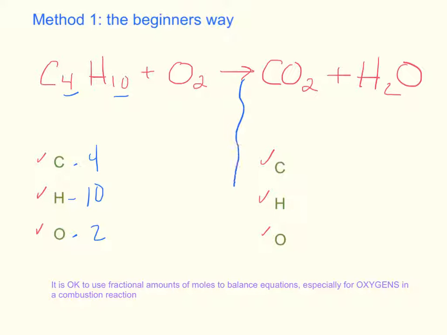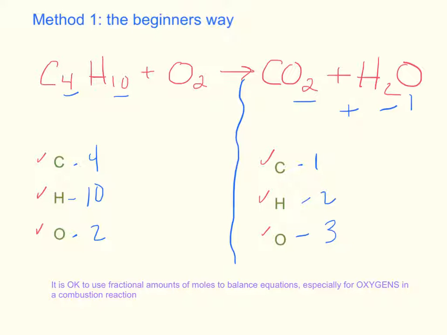Now I go down to the other side of the reaction arrow here, and I see carbon, I have 1. And then I look at hydrogen here, I have 2 as it shows me there. And on oxygen here, I have 2 plus 1, so that gives me 3. So there's 3 oxygen on that side.